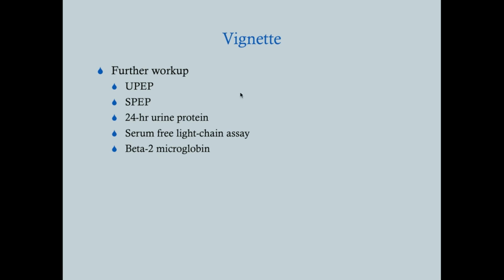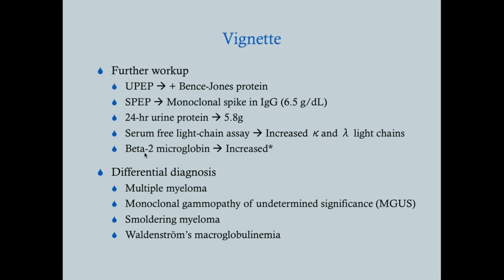We want to get a serum free light chain assay and a beta-2 microglobulin. All of these things are good to get whenever you have new renal disease. This would be a good workup for any kind of new renal disease when you don't really know what the cause is. Okay, and what do we find? Urine protein electrophoresis shows a positive Bence-Jones protein. Oh, gee, there's a diagnosis, right?